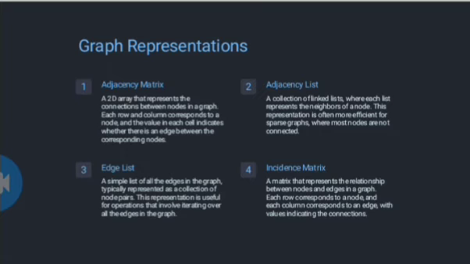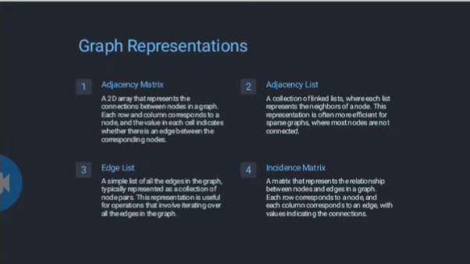Graph representations. Adjacency matrix: a 2D array that represents the connections between nodes in a graph. Each row and column corresponds to a node, and the value in each cell indicates whether there is an edge between the corresponding nodes.